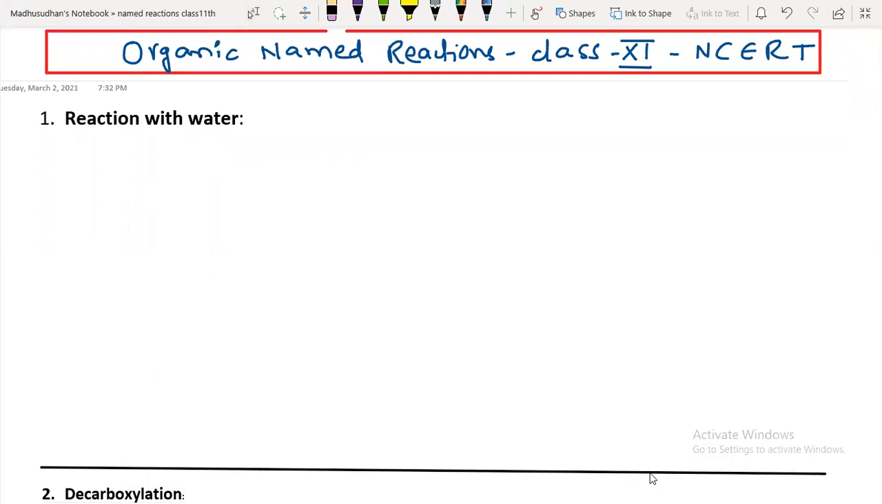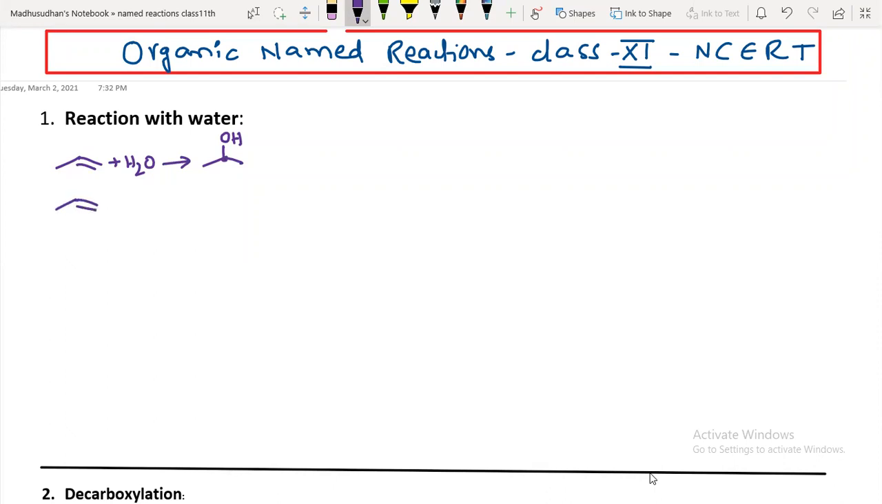In this session, I am going to cover organic name reactions of class 11th NCERT. The first reaction is reaction with water. Suppose you are taking an alkene. Alkenes on reaction with water, which rule will they follow on addition of water? They follow Markovnikov addition. The negative part of the reagent attacks the carbon containing fewer hydrogens. So this is the product you can expect.